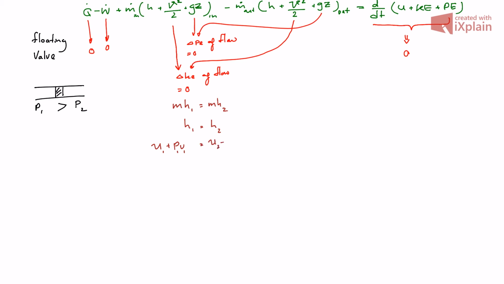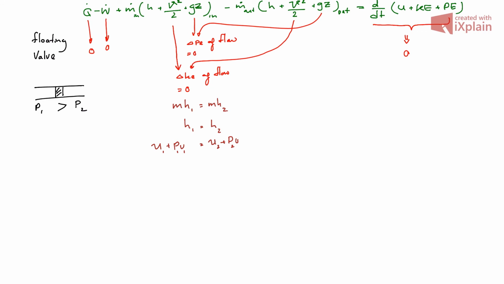Since enthalpy is defined as internal energy plus PV, we can rewrite this energy balance in the form of U1 plus P1 V1 is equal to U2 plus P2 V2.